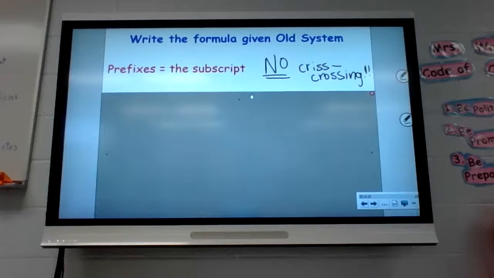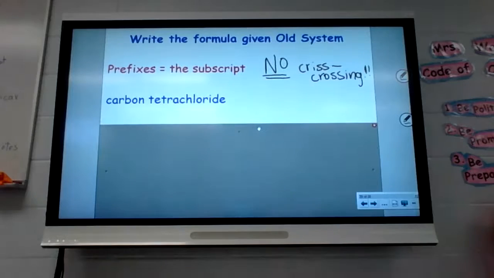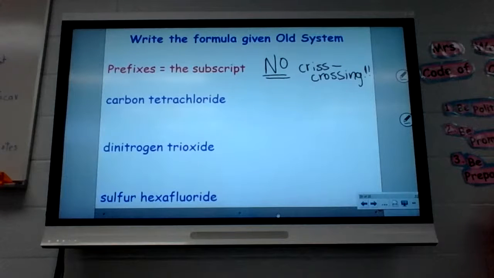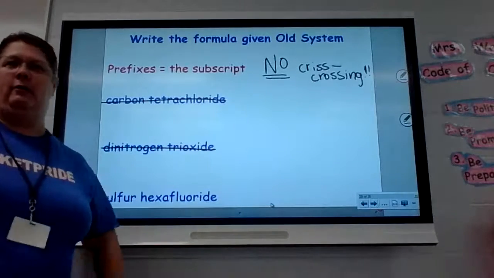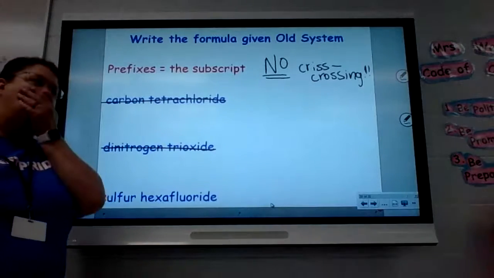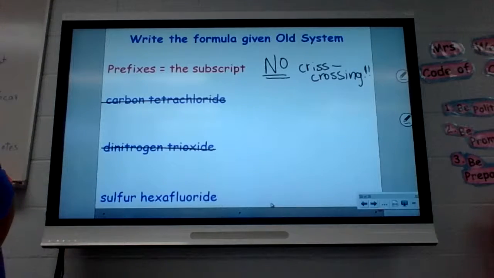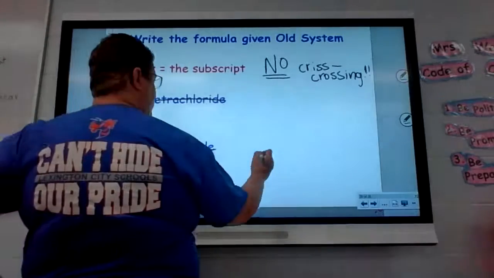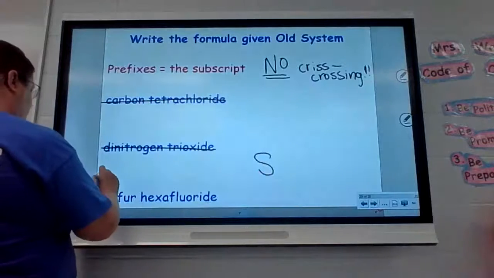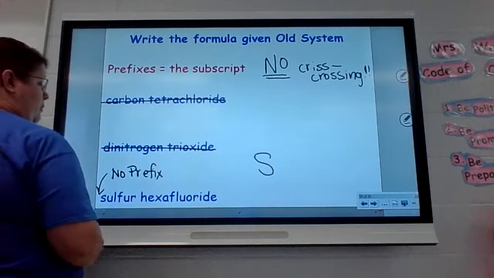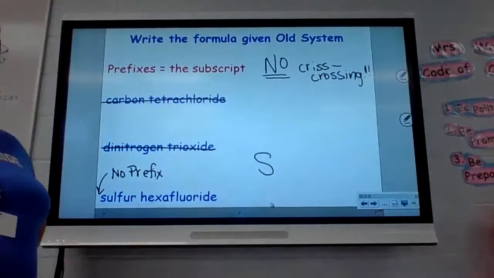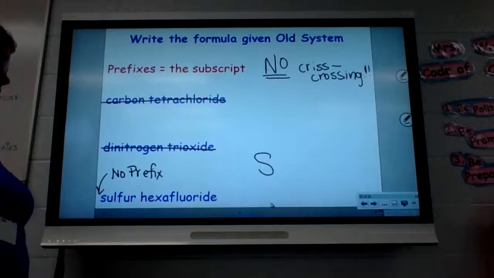So, hopefully I gave some different examples. Not going to do that one. We just did that one. We did all those. Let's do the bottom one. So sulfur hexafluoride, and then I'll make up a different one because we just did those two. All right, so sulfur hexafluoride. Sulfur is S. There is no prefix there, right? So if there's no prefix, what does that tell you the subscript is? 1. That means it's a 1.